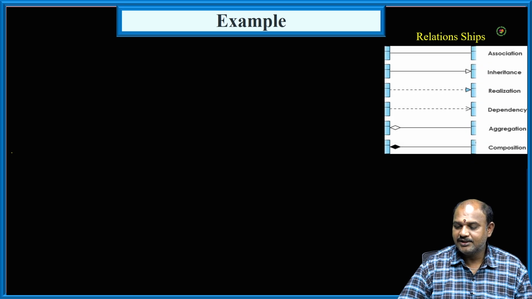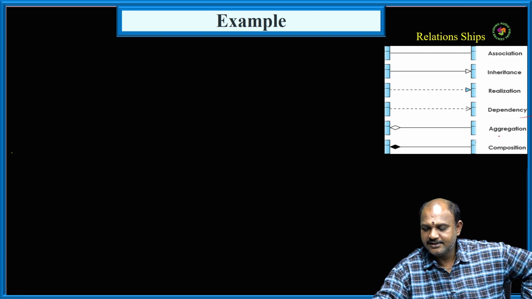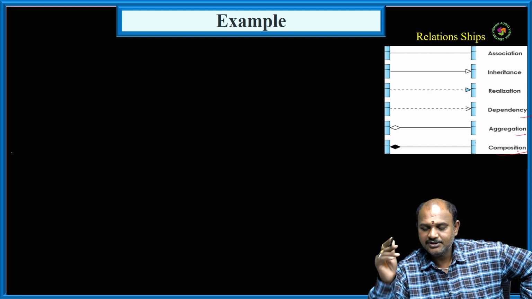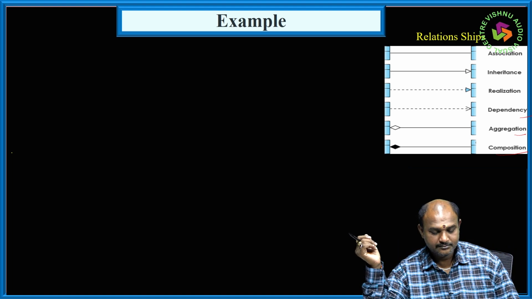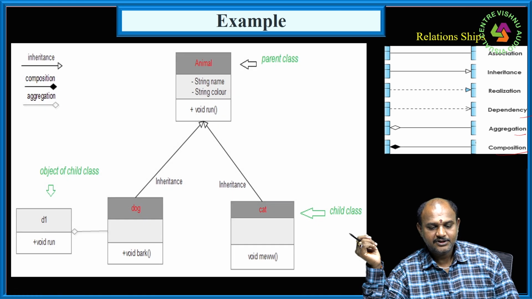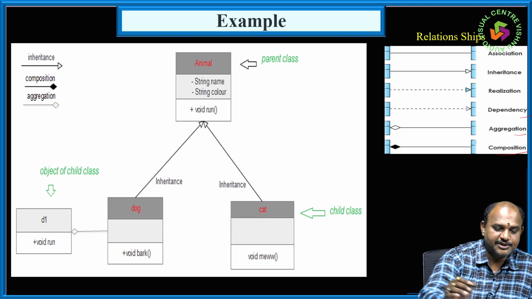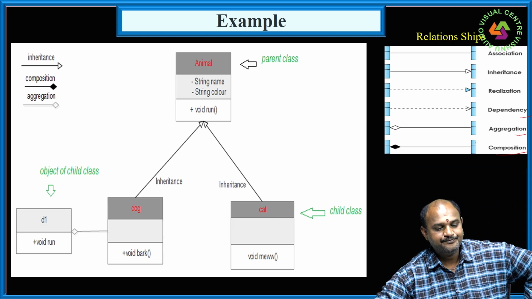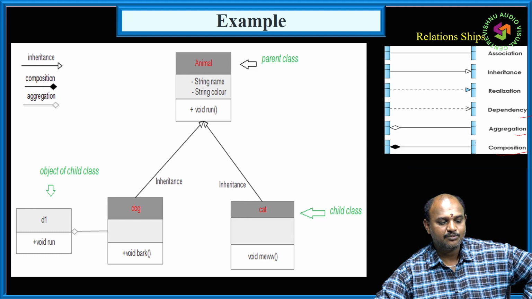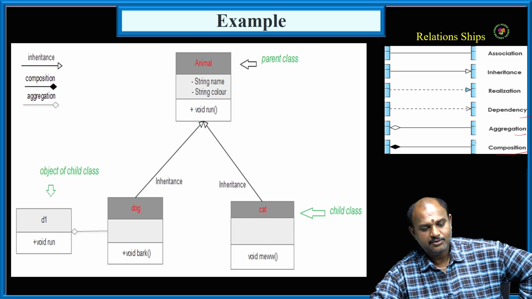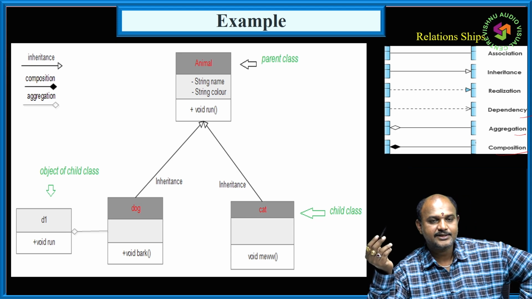These are some of the relations: association, inheritance, realization, dependency, aggregation, and composition. These are the relationships we use in the class diagram. Now the simple ones we use here are inheritance, composition, and aggregation. Composition and aggregation are similar.